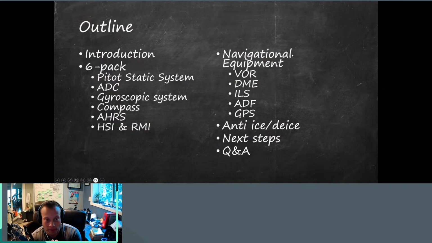Here's our outline, talking about the six-pack, pitot-static systems, ADC, gyroscopic instruments, the compass, AHRS, HSI, RMI, navigational equipment, anti-ice, de-ice, next steps, and Q&A.